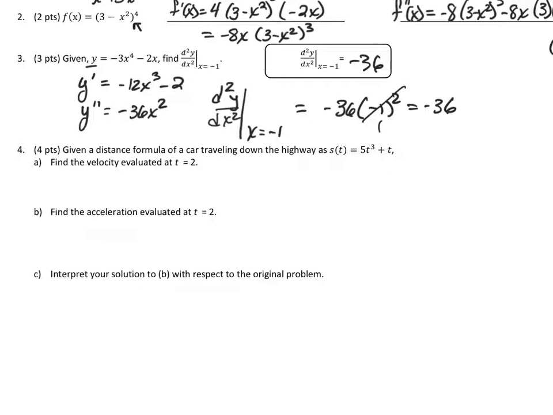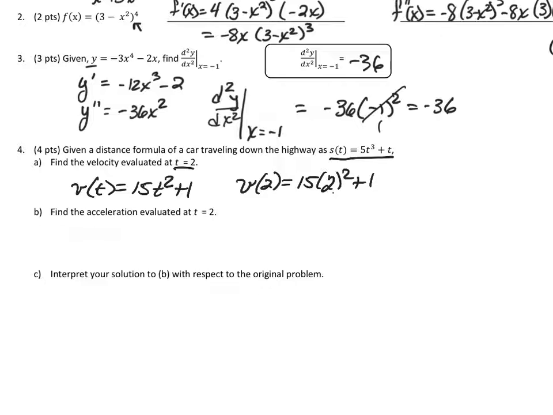For the next one, we know that velocity is the derivative of the position function. So velocity is going to equal 15t squared plus 1. We're taking the derivative of this, and we have to evaluate it at 2. So v of 2 is 15 times 2 squared plus 1. So that's 4 times 15 is 60, plus 1 is 61. So the velocity is 61 miles per hour.